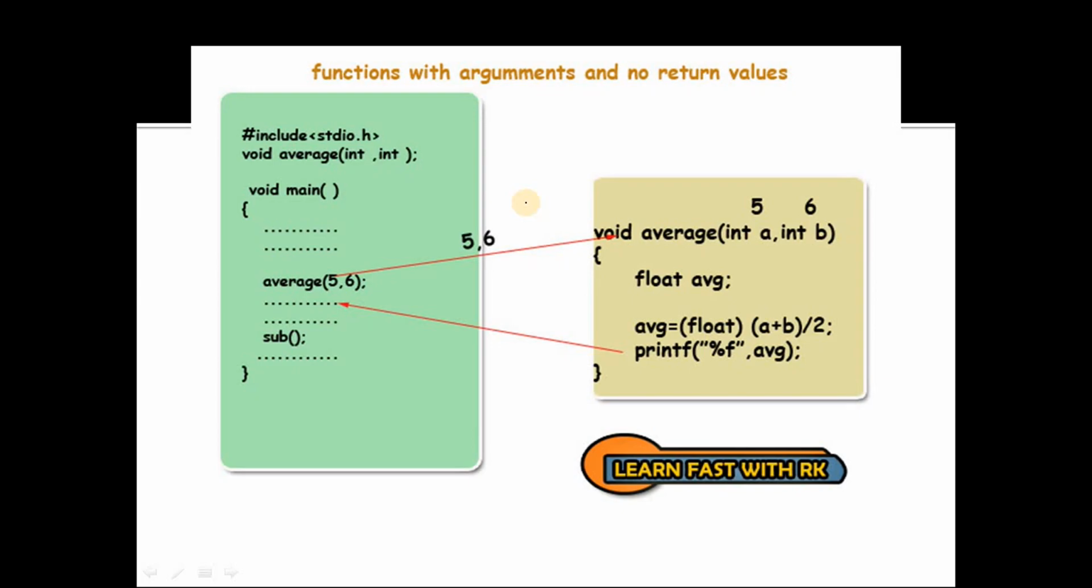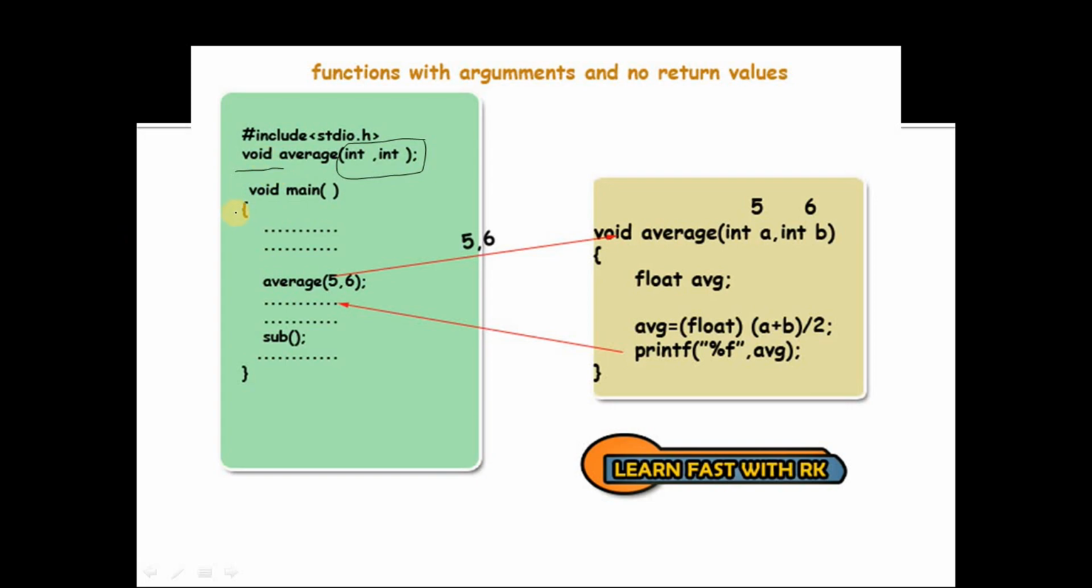In our next type of function, we write an average function which will take arguments but will not return any value. This average function will take two integers as arguments, and since it is not returning any value, the declaration is said to be of void type.